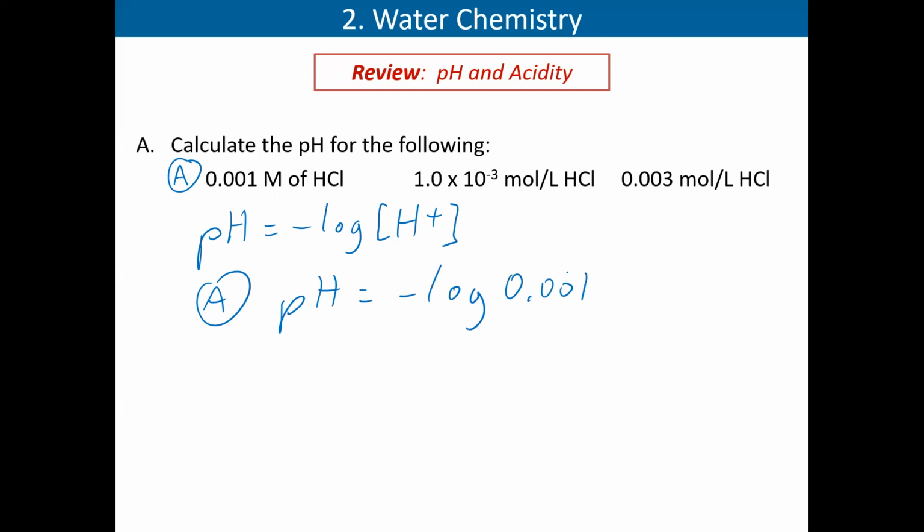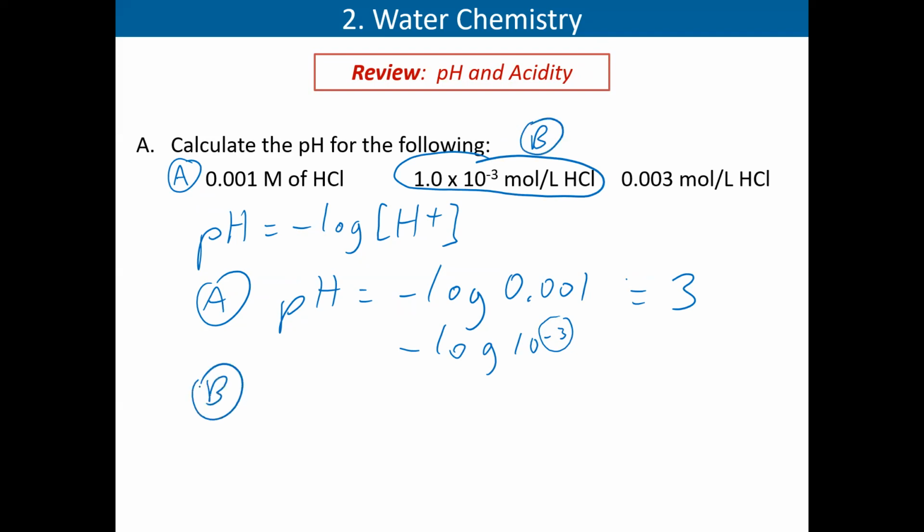0.001. If you know how logs work, that should be a pretty easy one, because this is going to be minus log 10 to the minus 3. The way logs work is you basically take that exponent, and there's a negative out front. So in the end, the answer for this is just going to be 3. It's a pH of 3. And if you take a look, this here is the same number. So same thing, you punch that in your calculator and you get a pH equals 3. Or if you just know how logs work.